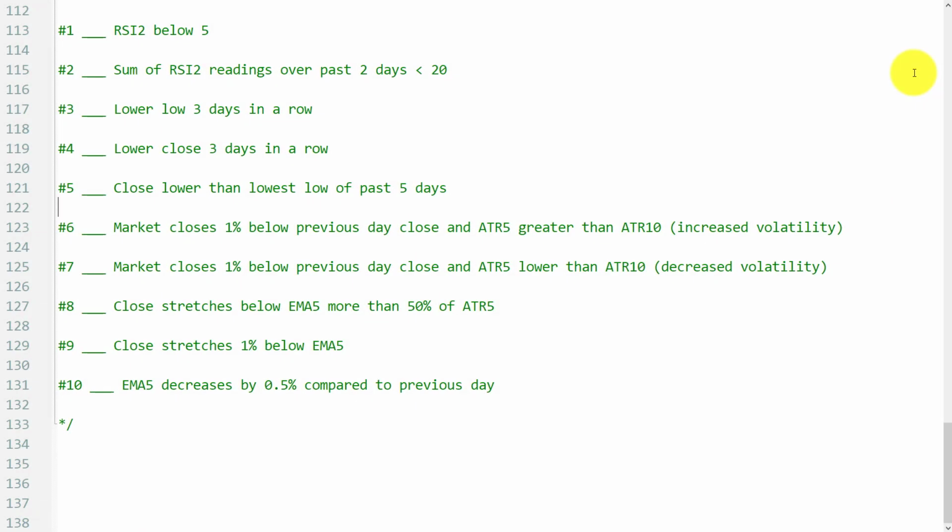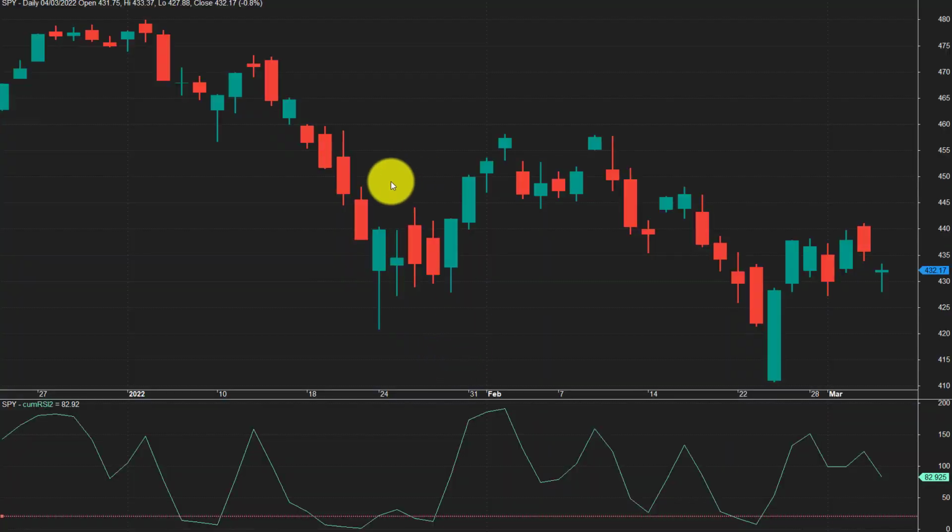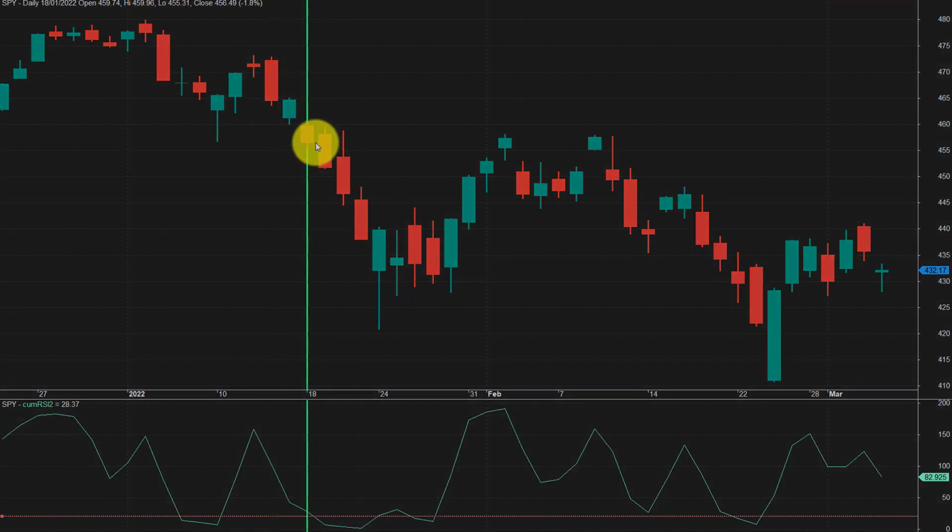Number 3 is that the market creates a lower low 3 days in a row. If I go back to my chart, I still have the RSI there, but it's quite irrelevant at the moment. For example, here we can see a lower low, then another lower low, and then on the 3rd day, 3 days in a row, we would buy the market. Actually, it would be before that, because that condition would be satisfied on this day. But you get the idea.